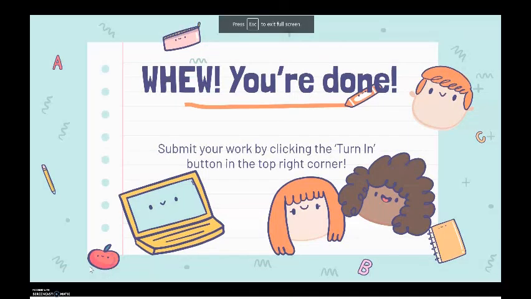So you need to make sure you submit your work by clicking the Turn In button. This is in the top right corner of Kami. When you click Turn In the first time, there will be a drop-down box and you will click Turn In again. Good luck, guys.